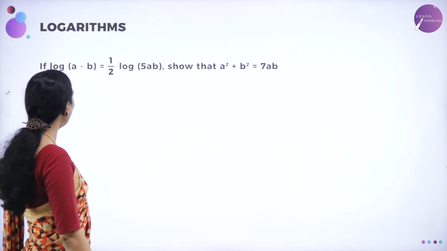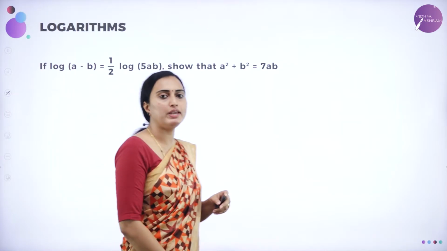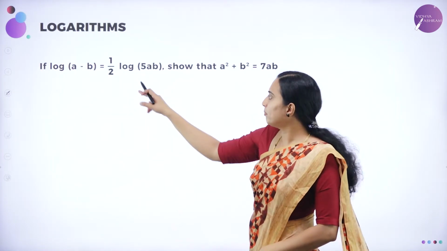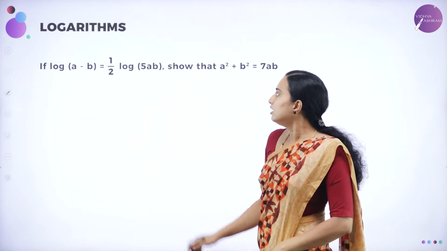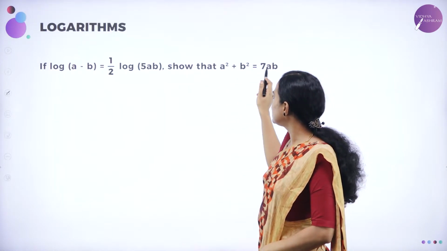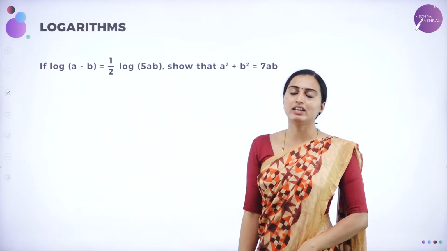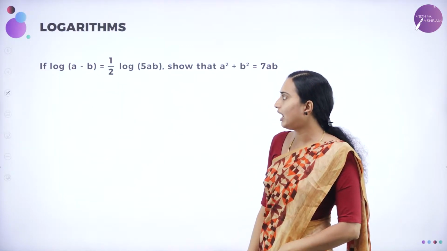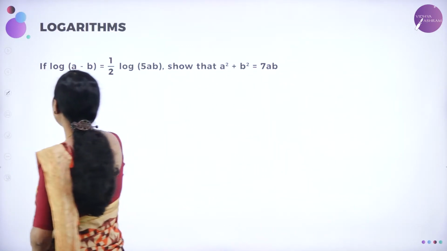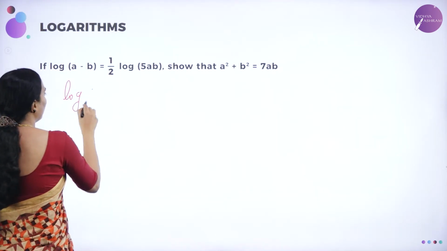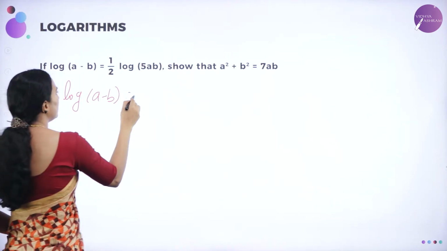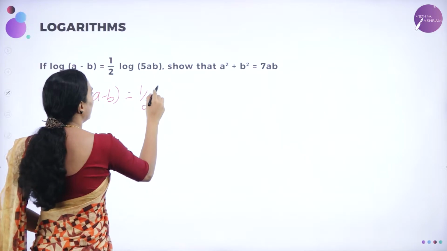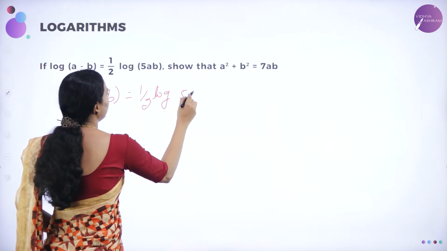If log of (a minus b) is equal to 1 by 2 log of 5ab, show that a squared plus b squared is equal to 7ab. You are going to be asked this. So therefore, I can have here, see, let me take this one, log of (a minus b) is equal to half log 5ab.